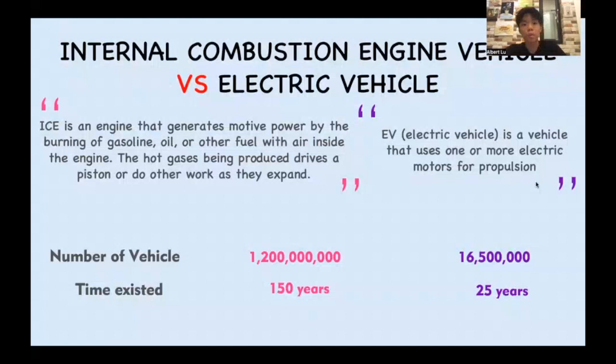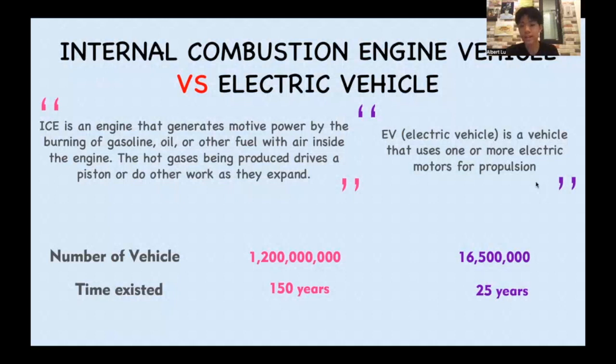So first of all, what are internal combustion engine vehicles and electric vehicles? An internal combustion engine is an engine that generates motive power by burning gasoline, oil, or other fuel with air inside the engine. The hot gases produced drive the piston or other parts as they expand. And electric vehicles are vehicles that use one or more electric motors for propulsion.